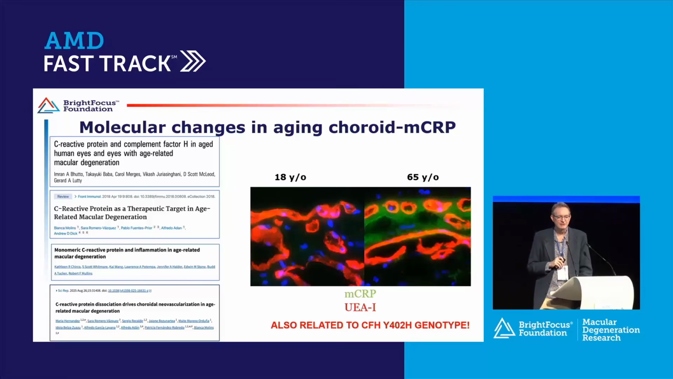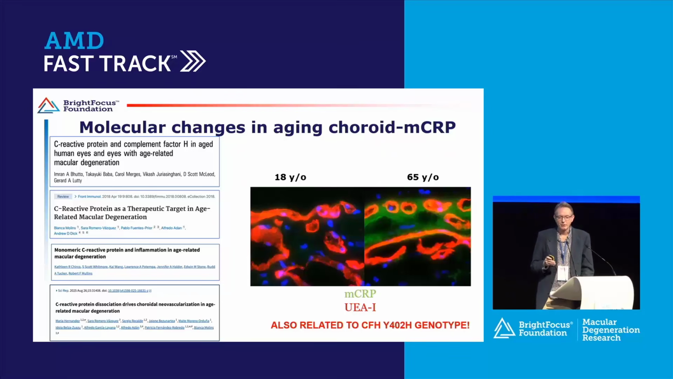Another change that happens in aging choroid is the accumulation of C-reactive protein. Now, C-reactive protein, you may know, is a protein that's made entirely in the liver. It does not have an ocular source as far as we can tell. It circulates around as a pentamer. And when it encounters a dead cell or some activating surface, the pentamer falls apart into monomeric CRP, which is insoluble and is pro-inflammatory. And so the ratio between the monomeric and the pentameric form of CRP is important in terms of inflammation and what's happening locally in tissues.